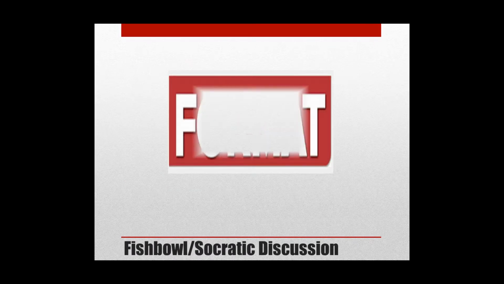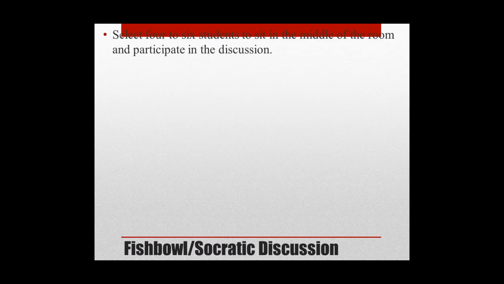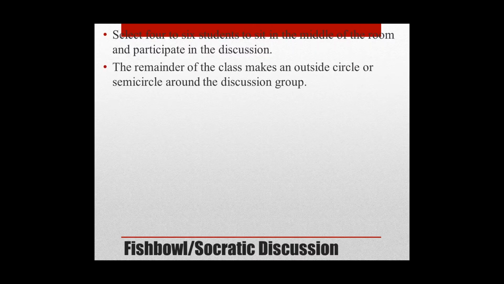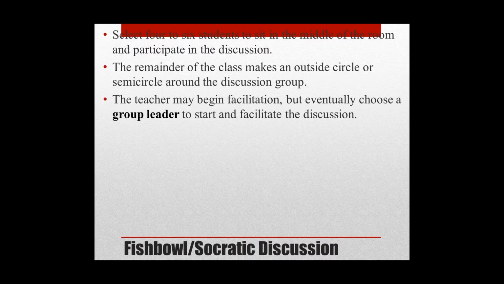As a teacher, you should select 4 to 6 students to sit in the middle of the room and participate in the discussion. The remainder of the class makes an outside or semicircle around the discussion group. Choose a group leader to start and facilitate the discussion. You may be the facilitator at the beginning, but use a gradual release so that students take control of this.